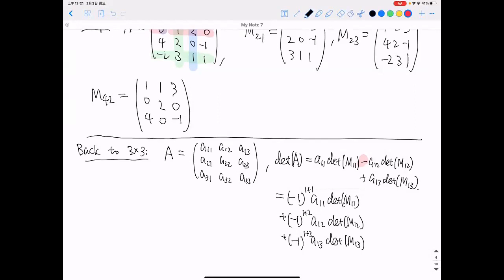Okay, just notice that minus 1 raised to the 1 plus 1 power is 1. Minus 1 to the 1 plus 2 power will give you minus 1, which is the sign. Minus 1 to the 1 plus 3 power is again 1, which is the correct answer. And the point of this convention is that 1 plus 1 is this 1 plus that 1. 1 plus 2 is this 1 plus that 2. And 1 plus 3 is this 1 plus that 3.